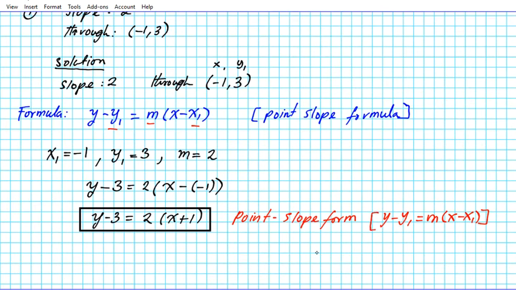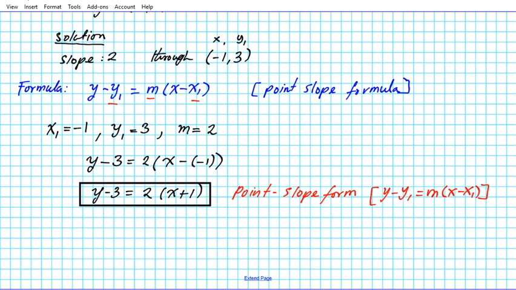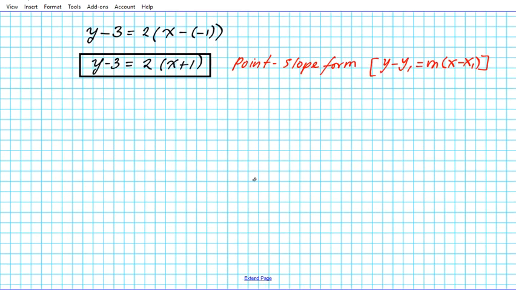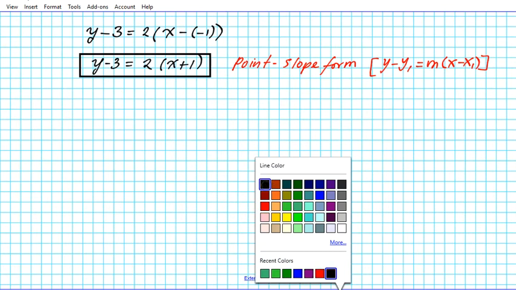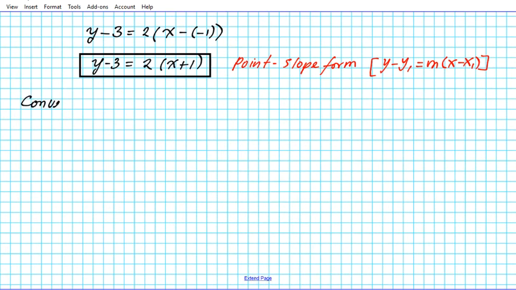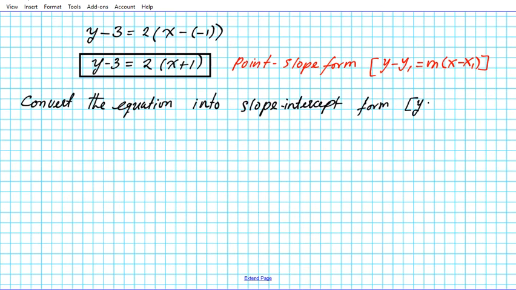Alright, now let's go ahead and answer the second part, which is to convert this equation into slope-intercept form. Do you remember what the slope-intercept form is? The slope-intercept form is the y equals mx plus b form.